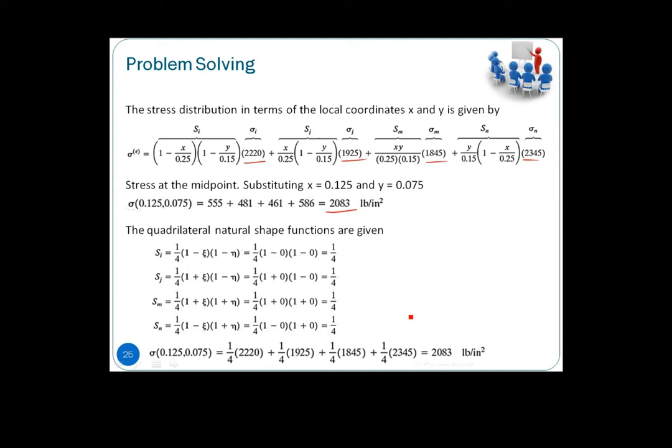So if you are using the natural coordinate shape functions, then you will also know that the shape function, as we mentioned just now, is 1/4 at the midpoint, right? So substitute this 1/4 multiplied with the nodal stress itself, then we also will get the same result, 2083. So that is about linear rectangular or quadrilateral elements.